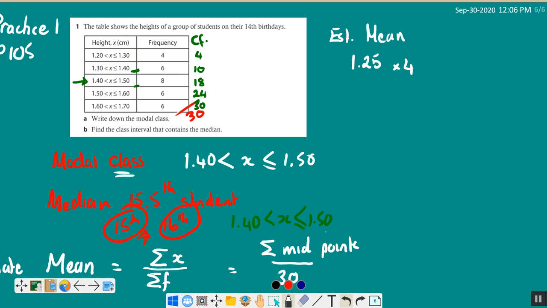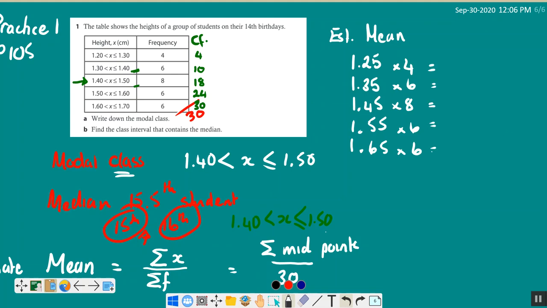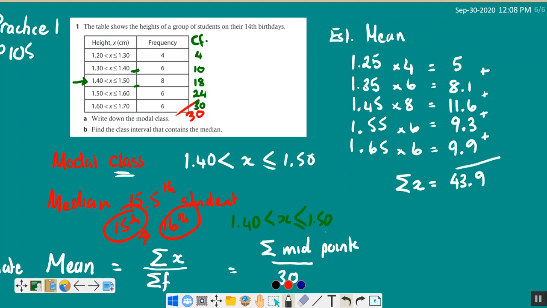Then the next group is going to be 1.35, and I have 6 lots of those. Then I have 1.45, and I have 8 lots of those. 1.55, and I have 6 of them. And 1.65, I have 6 of them. Right, so if you work all those out for me, if you've got calculators, good.